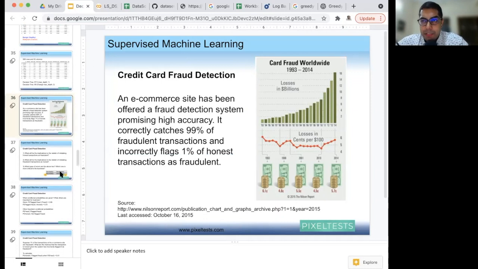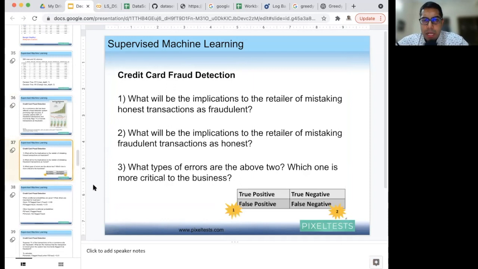Good. Okay, remember this because you're going to have a small in-class 2-3 minute exercise, right? So 3 key questions: What are the implications of the retailer mistaking honest transactions as fraudulent? And what will be the implication of the retailer mistaking fraudulent transactions as honest? And what types of errors are these? Which one is more critical to the business?